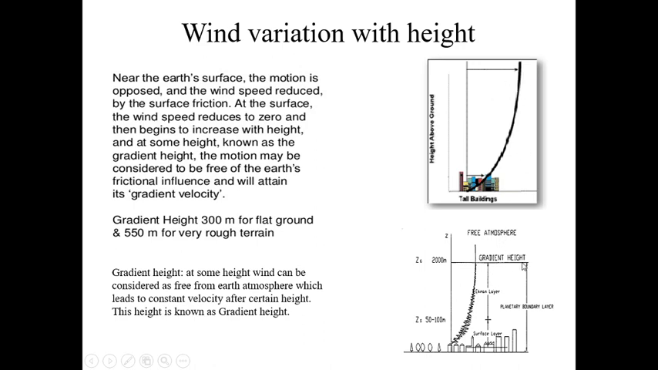Now what is gradient height? Gradient height is nothing but the height at which the wind speed has a constant velocity. That is, it reaches a certain height and it will have a constant velocity, and that height we call the gradient height. So here we can see the variation of the wind speed as the height increases, and after a certain height we see that there is a constant velocity acting on the structure. So that height wherein the constant velocity is there, we call it the gradient height. Now this gradient height is 300 meters for the flat ground, and if it is a rough terrain, it is 550 meters.